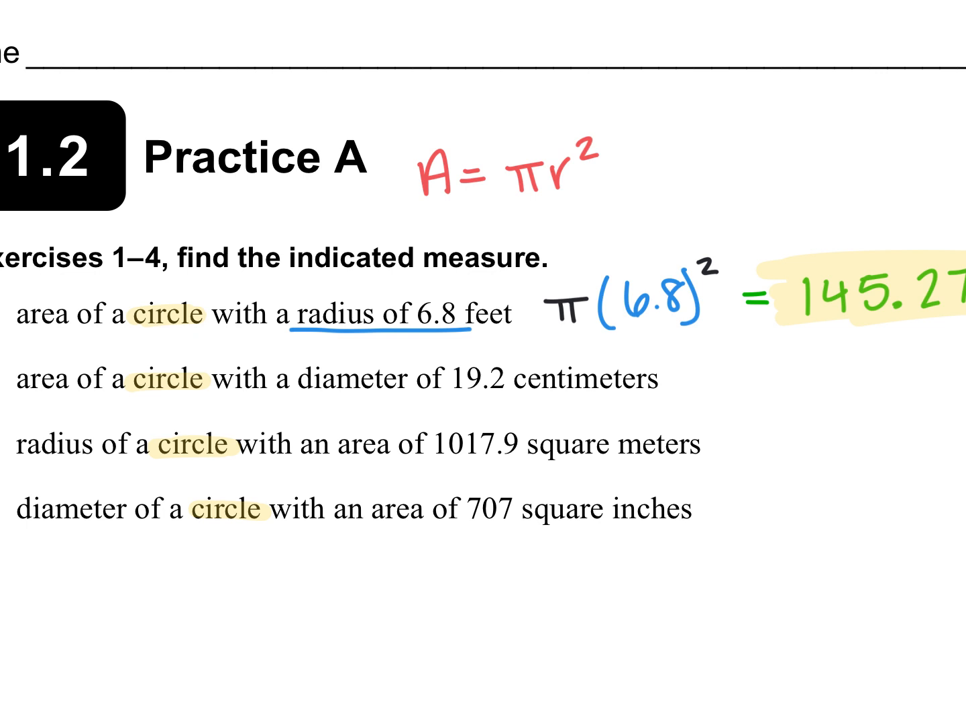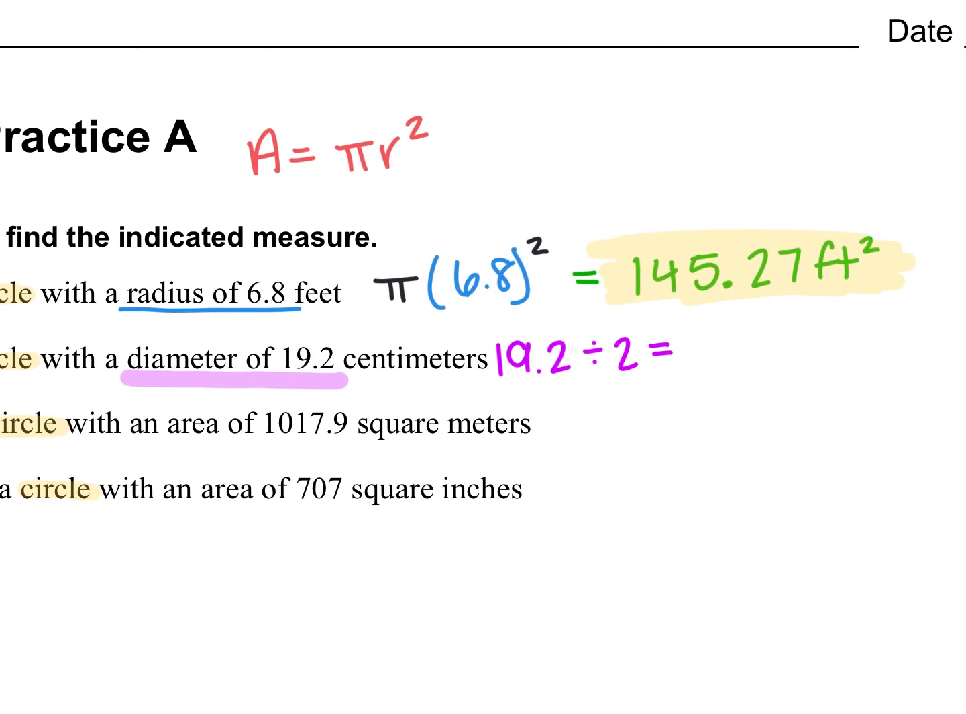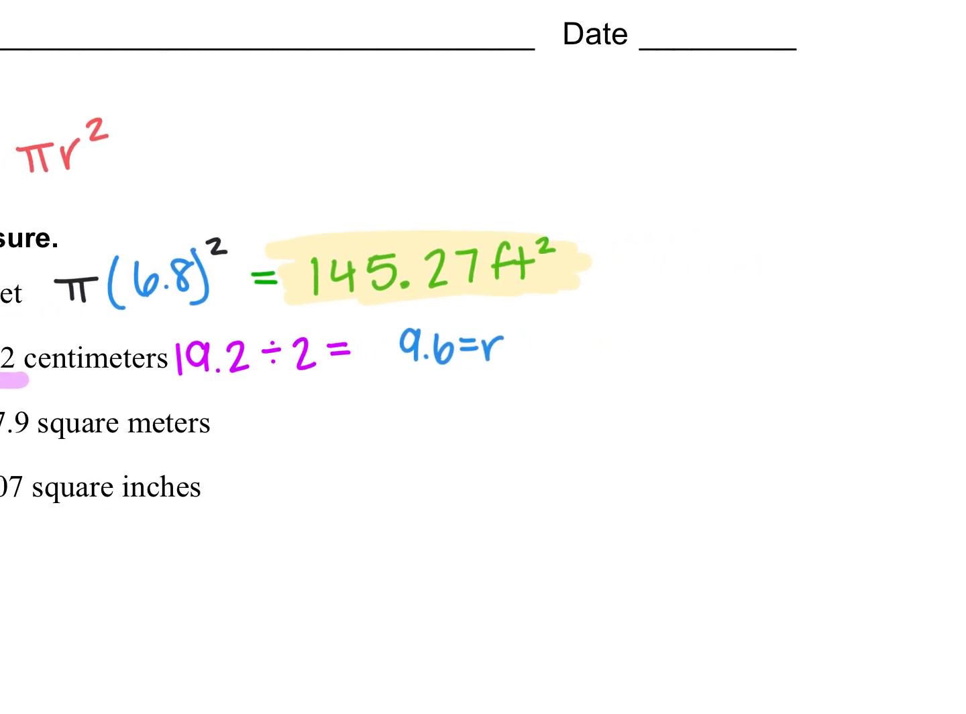For the next one, they're giving me diameter. Okay, so for this one, it wants me to use the diameter. So in my formula, area equals pi r squared. Are we using the diameter? No, so what should I do with the diameter? Good, so I'm going to do 19.2 divided by 2 is going to give me my radius. And what's my radius going to be? 9.6. Good, 9.6 equals my radius. And then all I have to do for this one is plug it in. Pi times 9.6 squared, same thing as we did before.